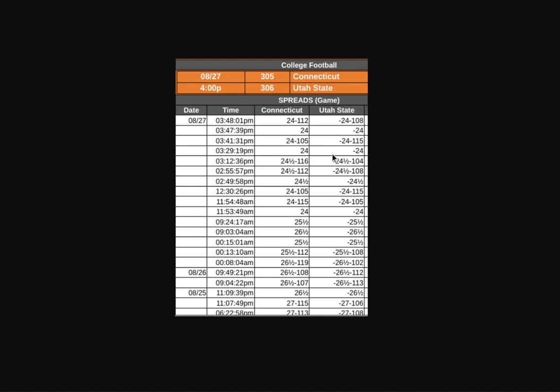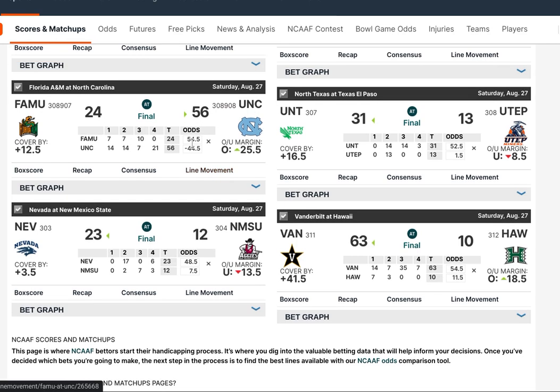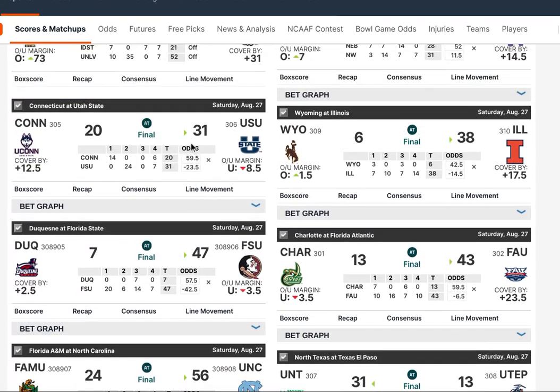And remember at the beginning of that video, I told you how we identify sharp line movement? Sharp line movement is late. Okay, this is late, 30 minutes before kickoff, and it's subtle. It only moves a half a point. Okay, moves from plus 24.5 down to 24 in favor of Connecticut. And we'll see here. Yep, Connecticut covers this one. Okay.